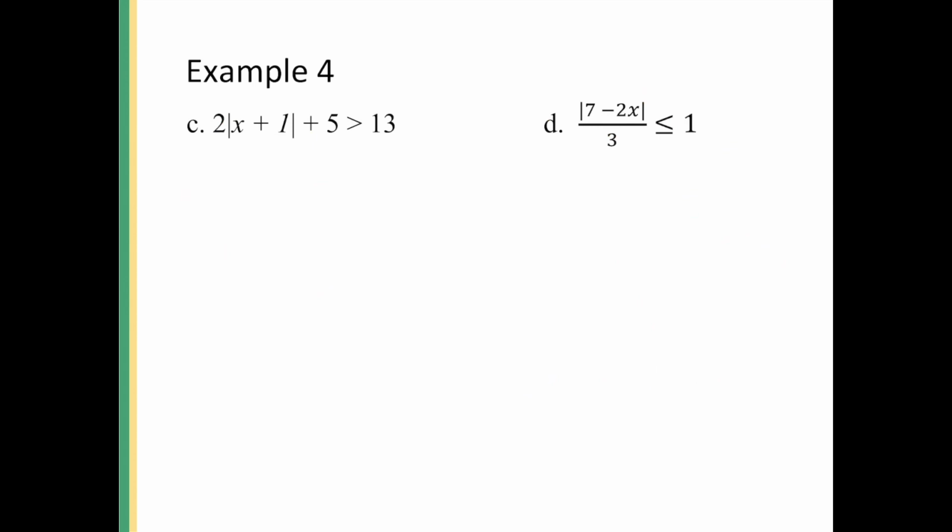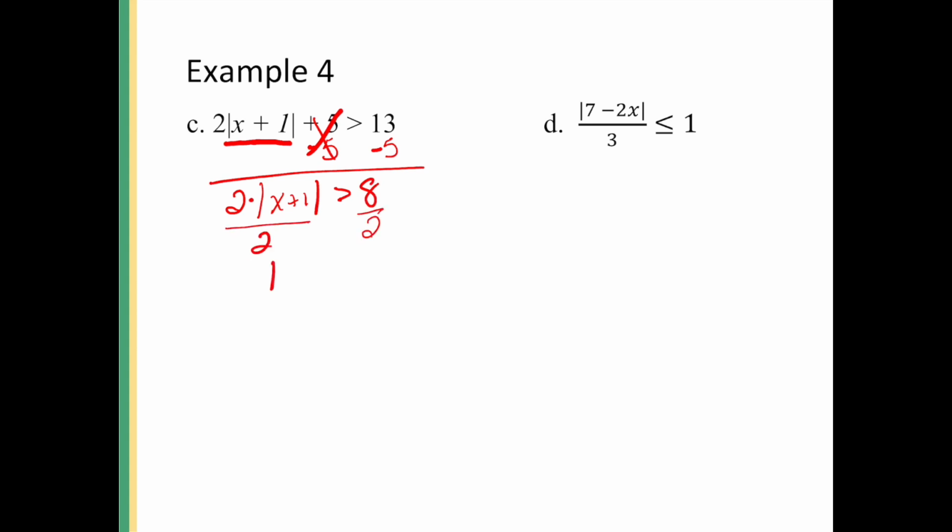All right, here's another one. Again, the first thing you want to do whenever you're solving absolute values is get this absolute value part right here by itself. So the first thing we'll do, think about solving an equation, is subtract the 5. So 2 absolute value of x plus 1 is greater than or equal to 13 minus 5, which is 8. We have this 2 outside. We need to divide then by 2. Absolute value of x plus 1 is greater than or equal to 4.